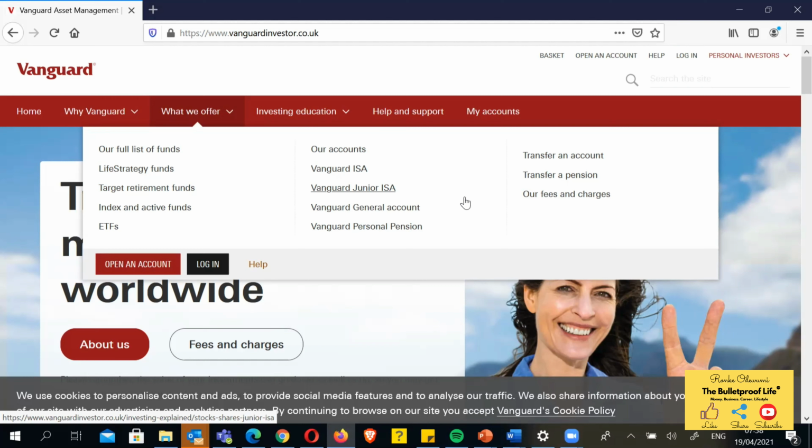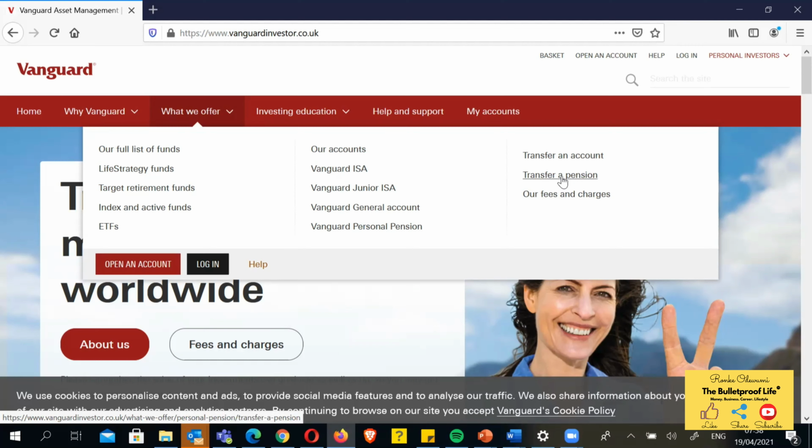Then you have the Vanguard Pension account. The Vanguard Personal Pension is a self-invested personal pension, which allows you to make investments towards your own pension. Once you put money into it, you are not able to take out that money until you are past the age of 55. So please bear that in mind. You can also transfer an investment account here if you have it somewhere else on another platform.